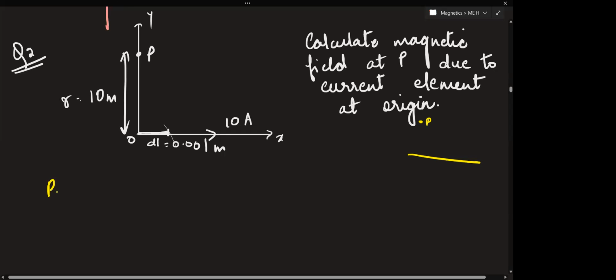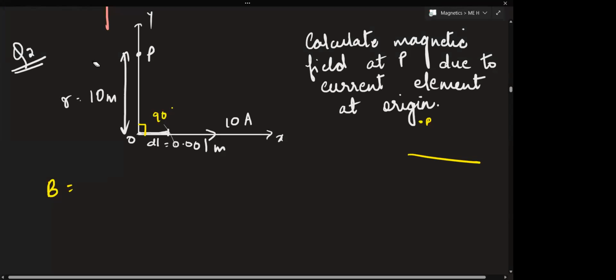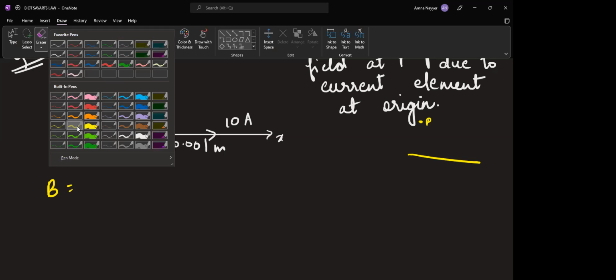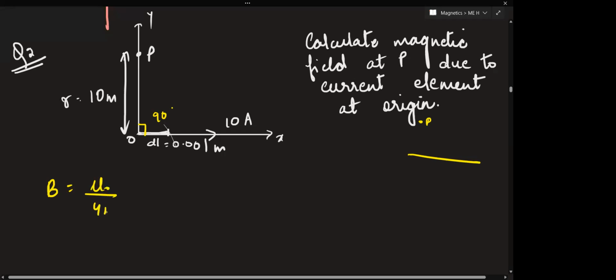Let's discuss it then. See, Biot-Savart's law is what? The angle between the position vector and the current element is 90 degrees. So mu naught by 4 pi, this becomes mu naught by 4 pi I DL sine 90 degrees divided by R square.